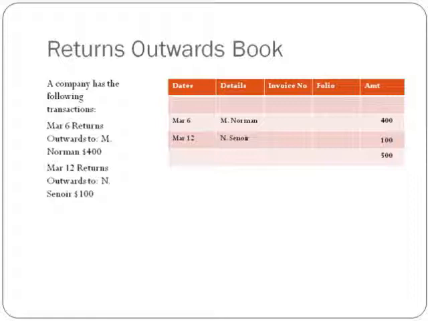Remember at all times that you should place your heading above the table. This time the heading will read returns outwards book or returns outwards journal. At the bottom of this you could write a narration if you want to transfer. You could say transfer to returns outwards account. So please do this.